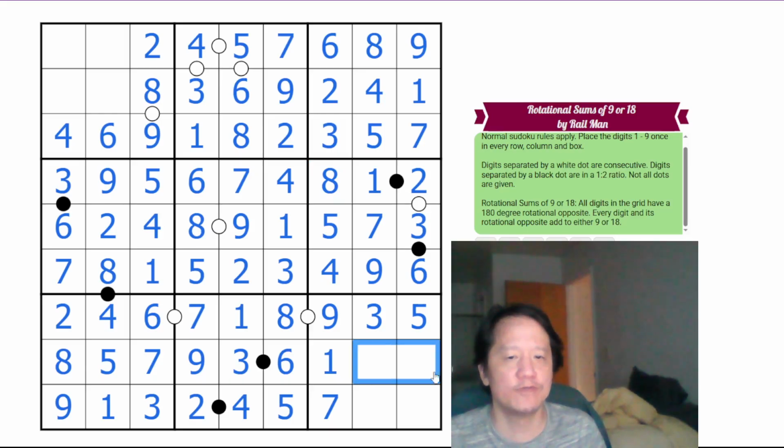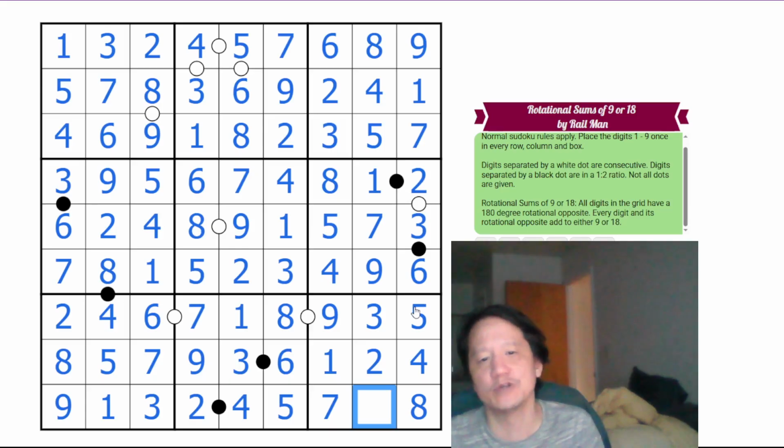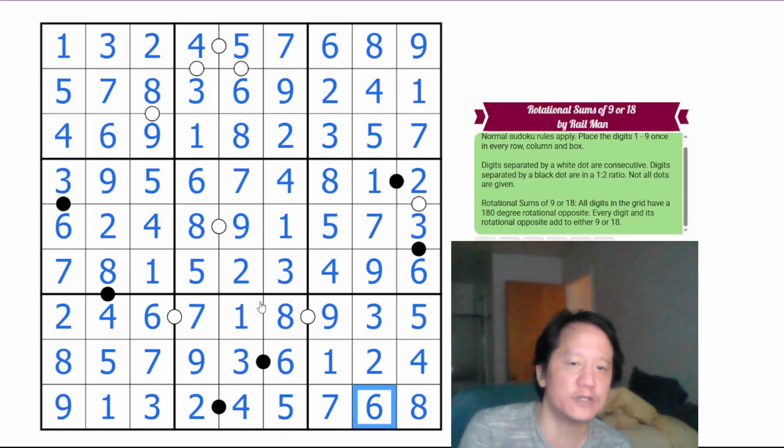We have 2 and 4 remaining in row 8. This can't be 4 because of 4 in the column, so that's 2, which makes this 4. 2 and 7 add up to 9. 4 and 5 add up to 9. That leaves this as a 1, which must add up to 9 with 8. That leaves this as 3, which must add up to 9 with 6. And that's how you solve it.